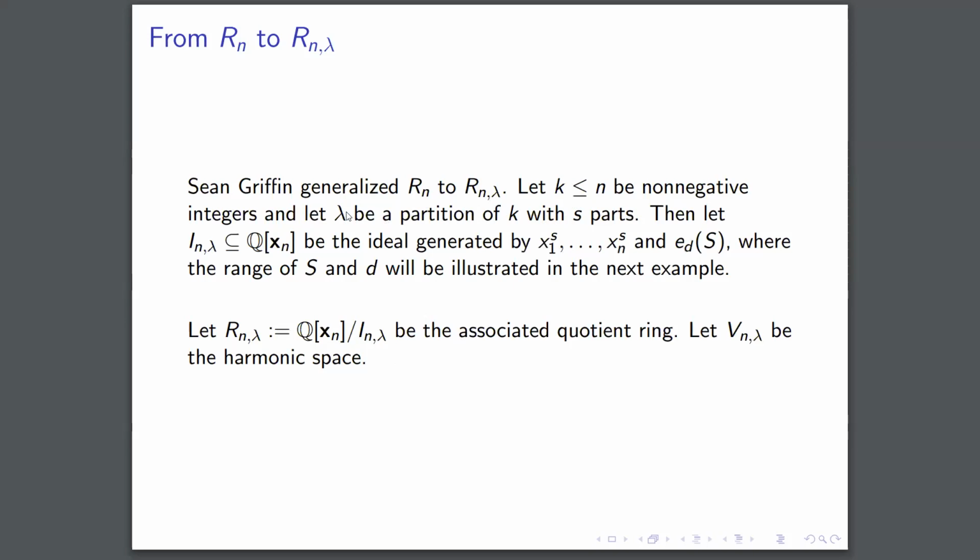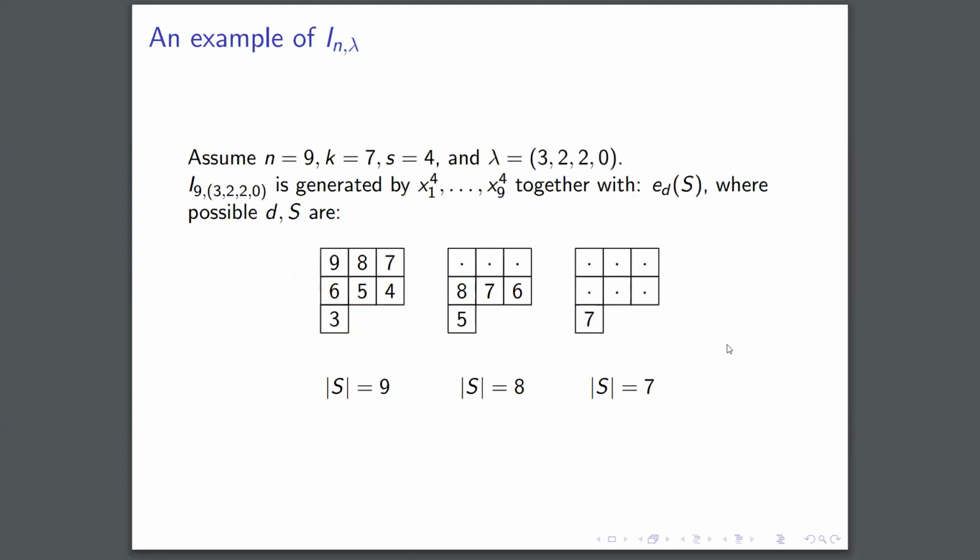Then we can define an ideal called In lambda. I will describe the construction of this ideal in the next slide. And we let Rn lambda be the corresponding quotient, and Vn lambda be the harmonic space. You shall see that this In lambda is Sn invariant, which means Rn lambda and Vn lambda are isomorphic as graded Sn modules. So how can we construct an ideal like this?